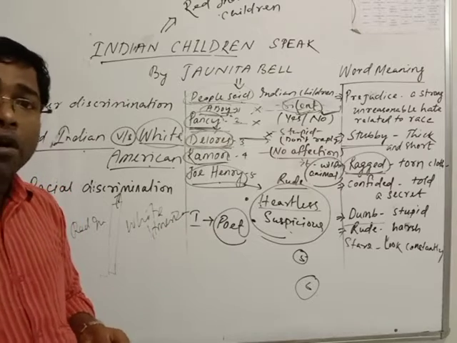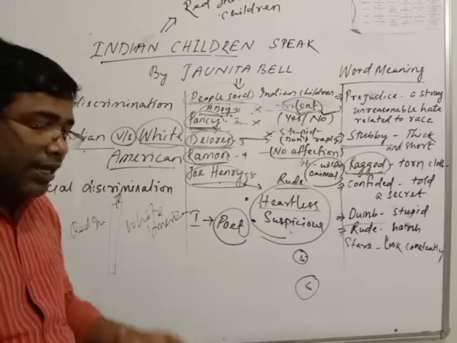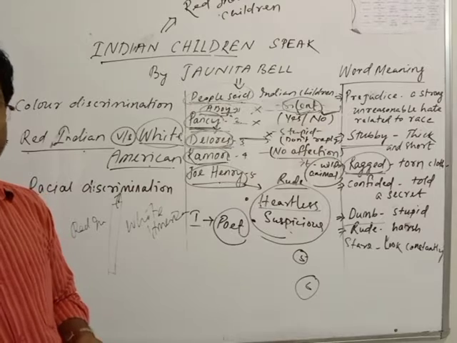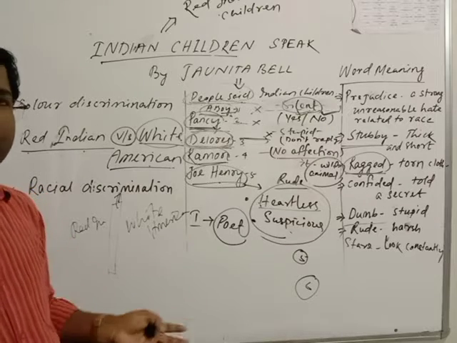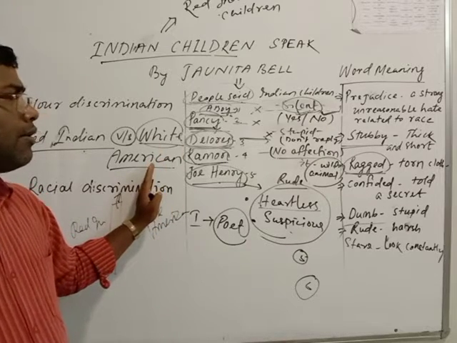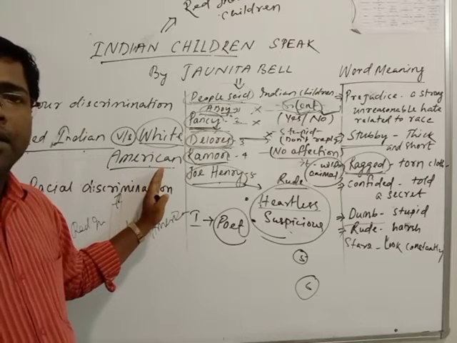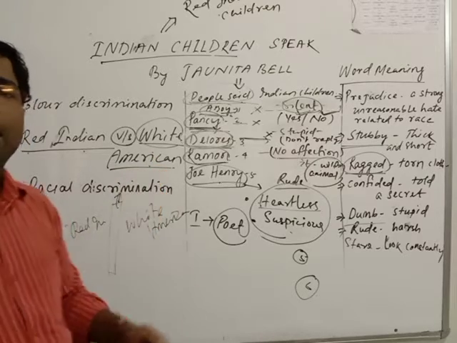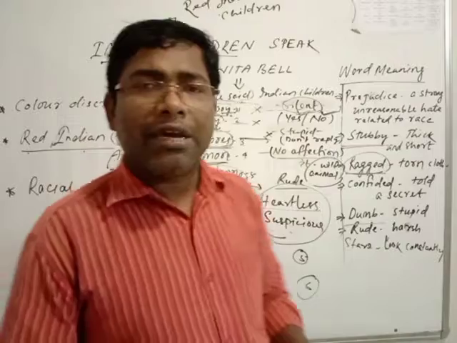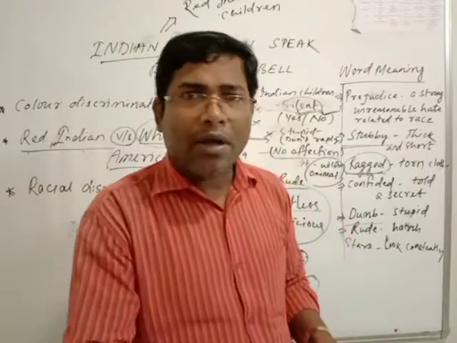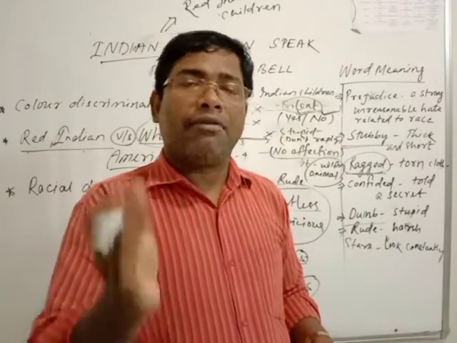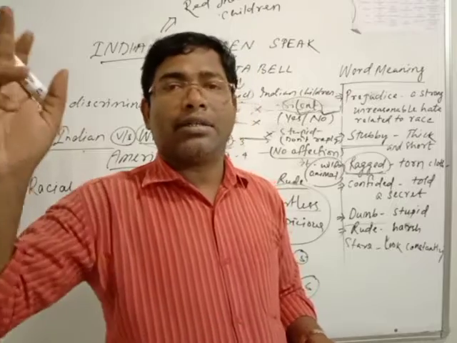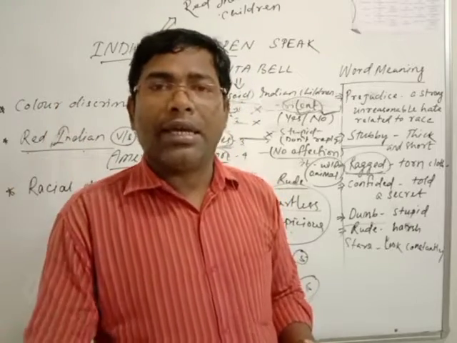When the sun stares, that tree looks down. Okay, so it is clear that red Indian children were the very opposite of what the white American people think about them. Or the red Indian people are the very opposite of what the white Americans think about them.